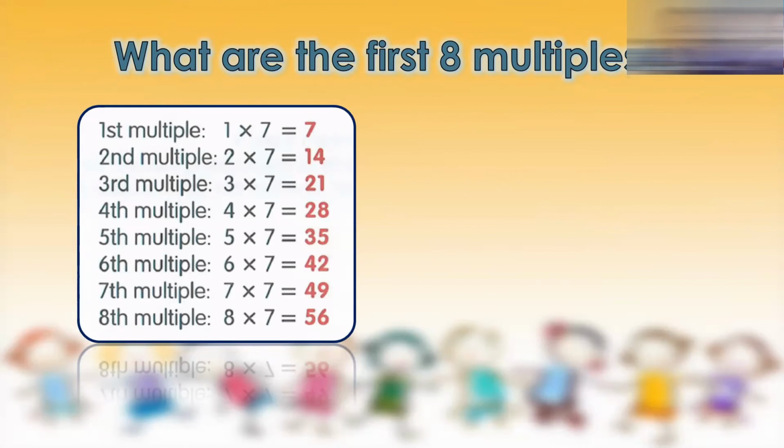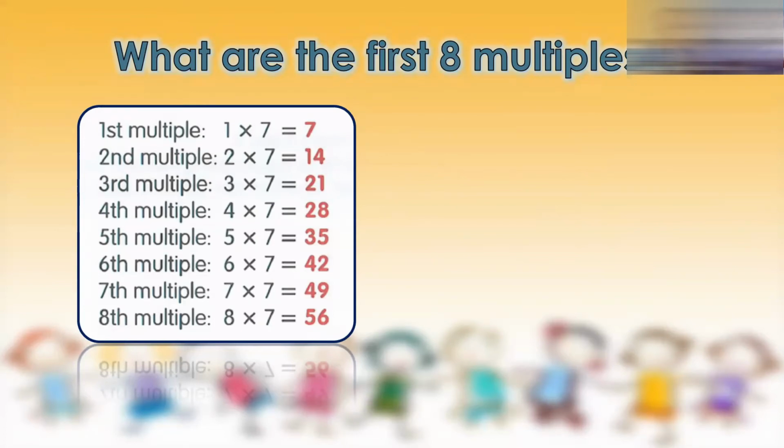Next, Run. What is the third multiple of 5? Third multiple of 5: 15. Third means 3 times 5, that is 15. Very good.